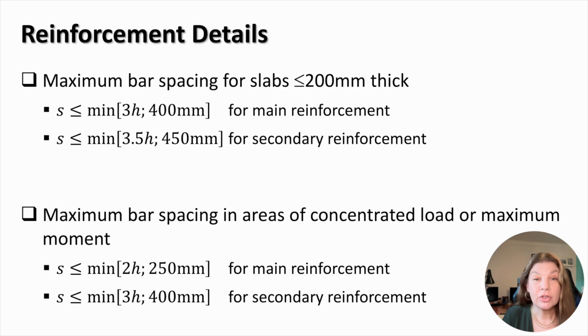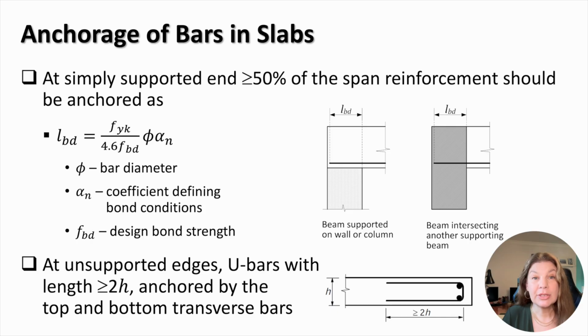For the areas of concentrated loads, these limits are reduced to a smaller value of between 2 slab depths or 250 millimeters for the main reinforcement and to a smaller value of between 3 slab depths or 400 millimeters for the secondary reinforcement. At a simply supported end of a slab, at least 50% of the span reinforcement should be anchored within the support, where the anchoring length is calculated based on the yielding strength of steel, the strength of bond between bar and surrounding concrete, bond conditions, and anchored bar diameter.